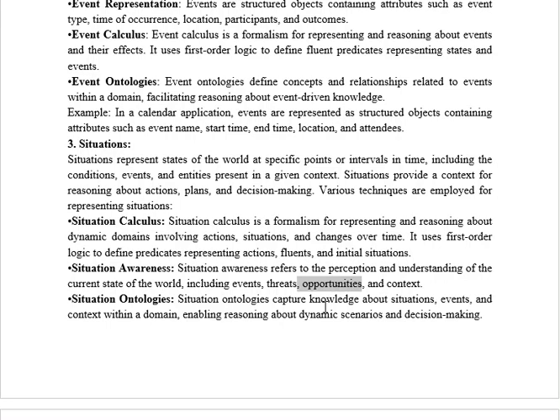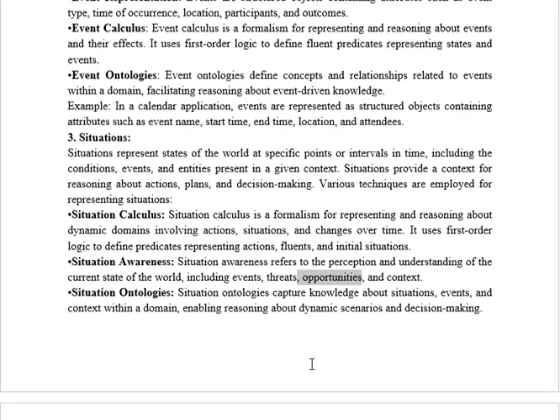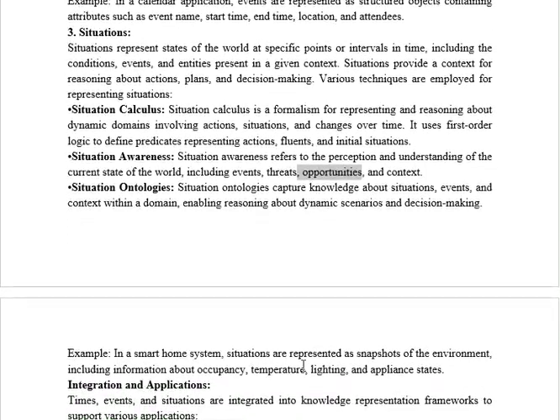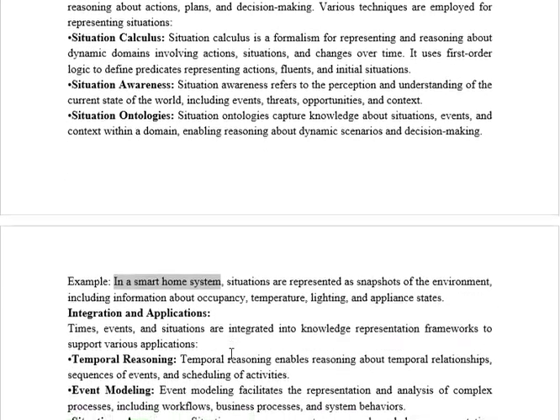Next, situation ontology is knowledge about an event or situation and the context within the domain for the particular task. It covers the knowledge in the event, situation, and context, and it enables reasoning. Now let's see an example. The example is smart home systems, with conditions like temperature and lighting, where the system works according to the situation.